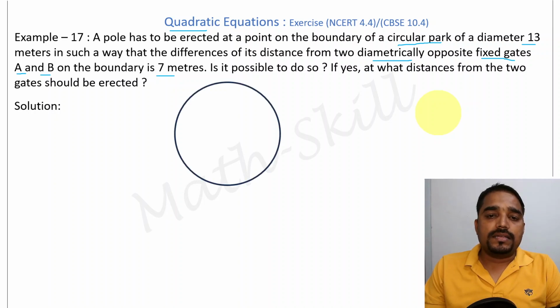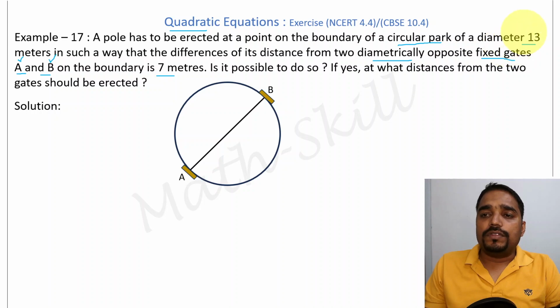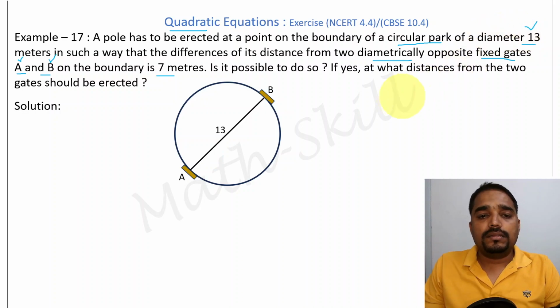Suppose this is a circular park and there are two gates which are diametrically opposite, named A and B, as given. Let us connect the diameter. He says that the diameter of the circular park is 13 meters. Let us note down that the diameter is 13 meters.